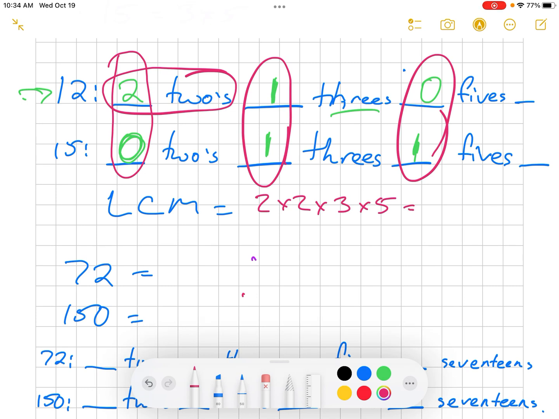Okay, so now I just multiply these together. This is 15 here, and this is 4. So 4 times 15 is going to be, so doubling that, 15 is 30, and then multiplying by 2 again, that's 60. So the greatest common multiple between 12 and 15 is 60.